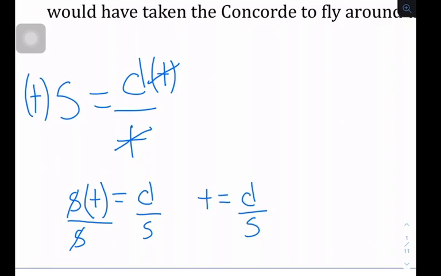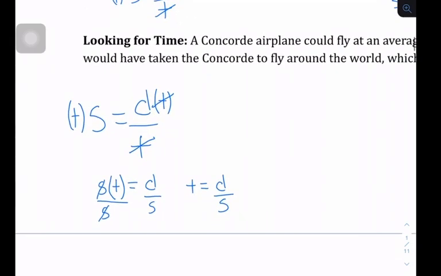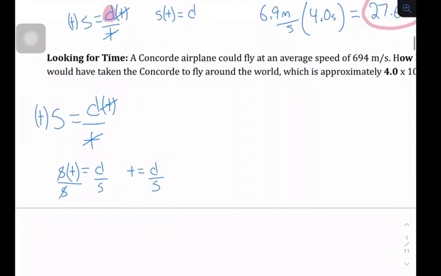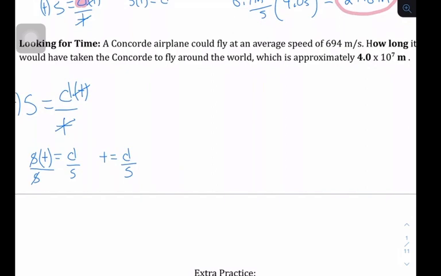If we look back to our original equation, maybe a shortcut to remember is that when we're looking for time, we end up switching it with speed. Speed becomes the thing that we're dividing our distance by. But once that's done, we have the formula that we can use.